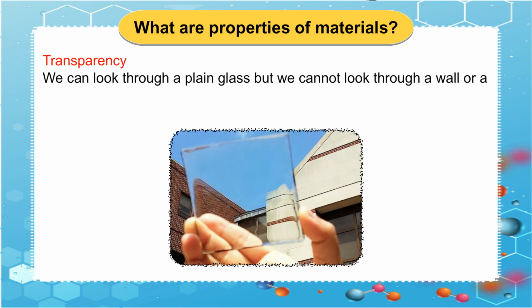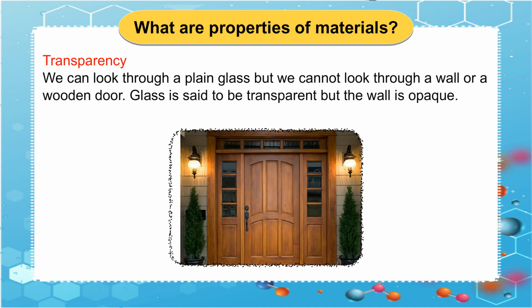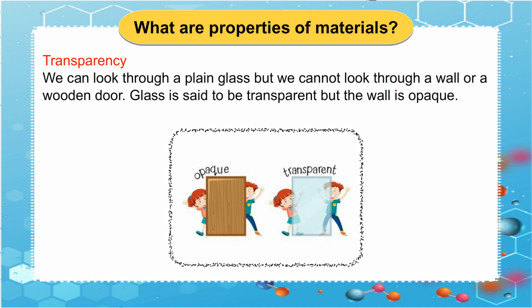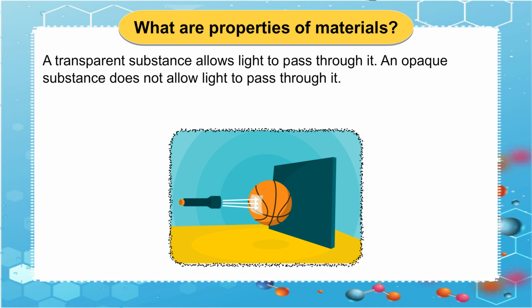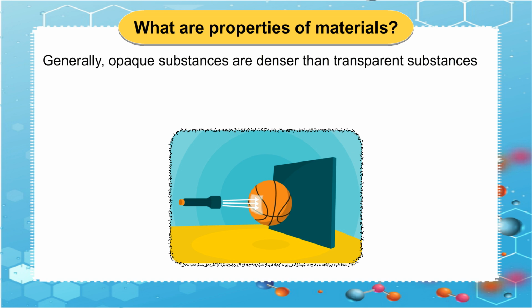Transparency. We can look through a plain glass but we cannot look through a wall or a wooden door. Glass is said to be transparent but the wall is opaque. A transparent substance allows light to pass through it. An opaque substance does not allow light to pass through it. Generally, opaque substances are denser than transparent substances and absorb or reflect the light that falls on them.